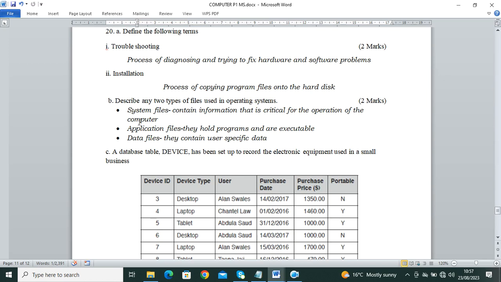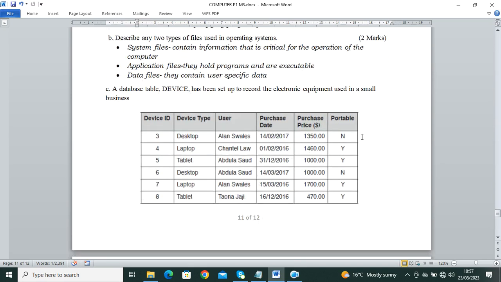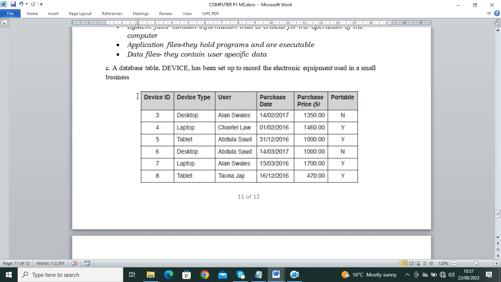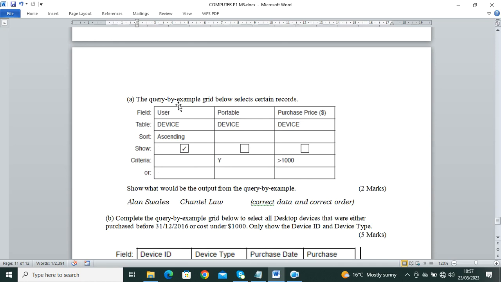Then we have a database table, Device, that has been set up to record electronic equipment used in a small business. We have the device ID, device type, user, purchase date, purchase price, and whether it's portable, yes or no. The query by example grid below selects certain records. So we need to have that query here. Usually you have field, table, sort, show, criteria, as this is Microsoft Access, that is databases. Show what would be the output from the query by example.